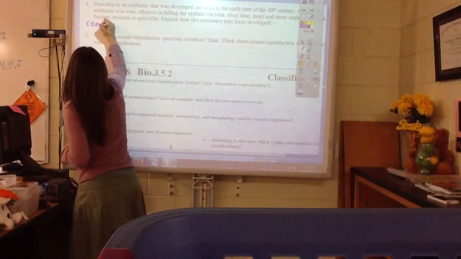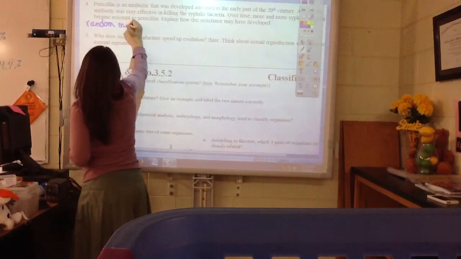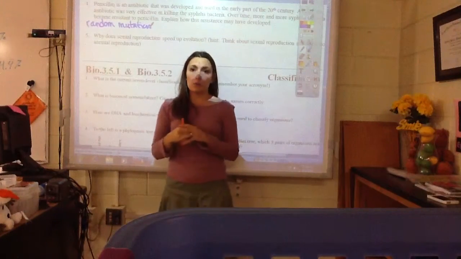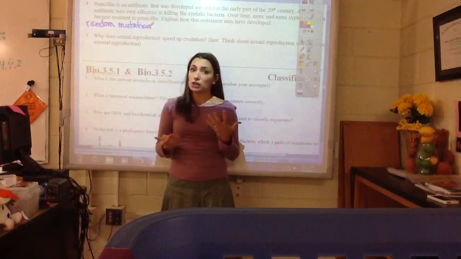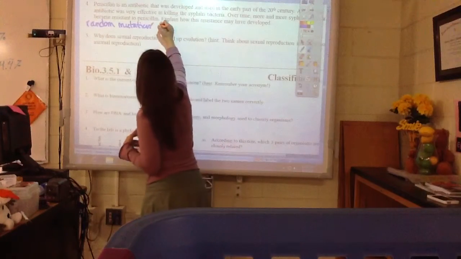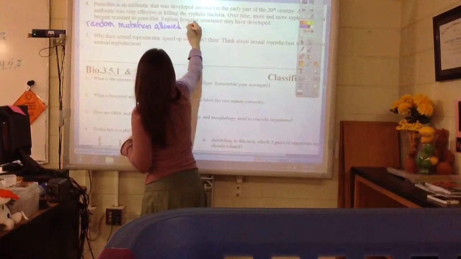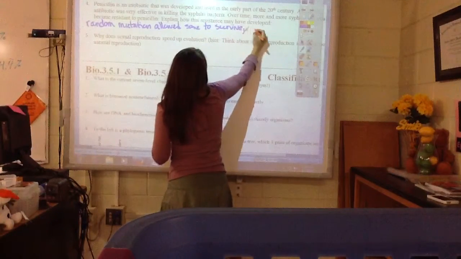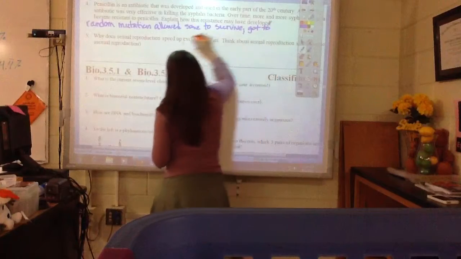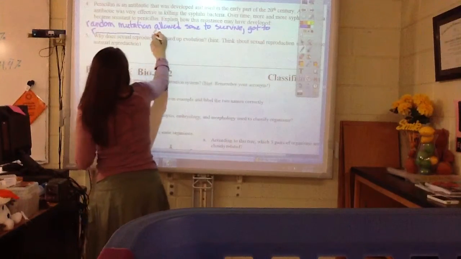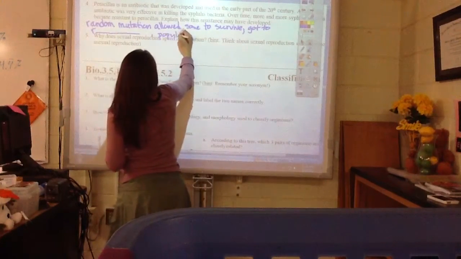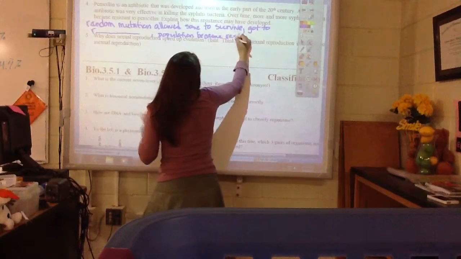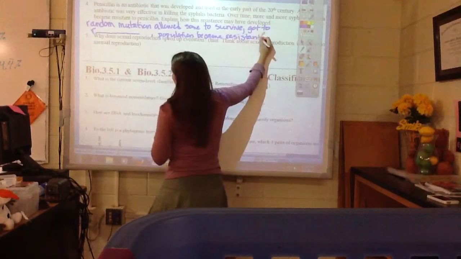It actually developed through a random mutation. The bacteria cannot hope and hope and hope that they will be resistant. A random mutation would have made them resistant, and the random mutation allowed some to survive. Those that survived got to, starts with an R, reproduce, and that means that the population became resistant. Remember, if you are resistant, you're not hurt by it.